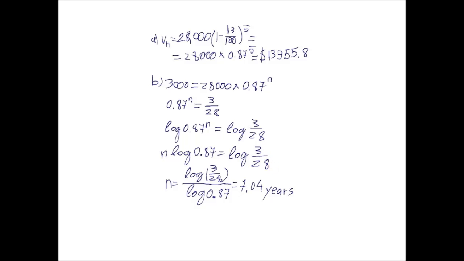of 3 over 28. Now rearranging all this, we'll have n equal to log of 3 over 28 over log of 0.87. So n times this log is equal to this log, therefore n is equal to this log divided by this log, and the result is 7.04 years, 7 years more or less, for the forklift to depreciate from 28,000 to 3,000 at a rate of 13%.